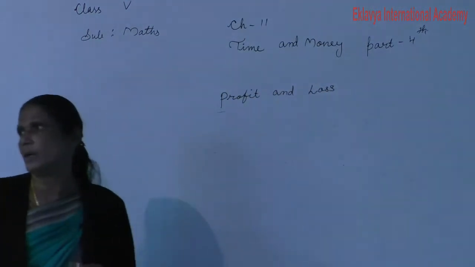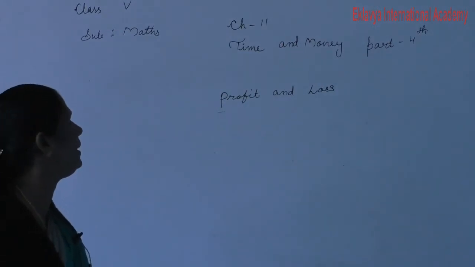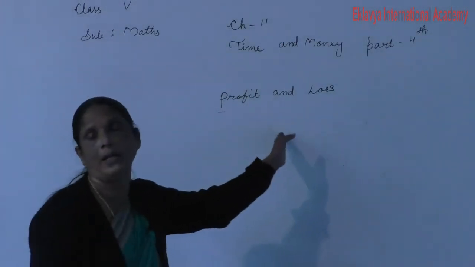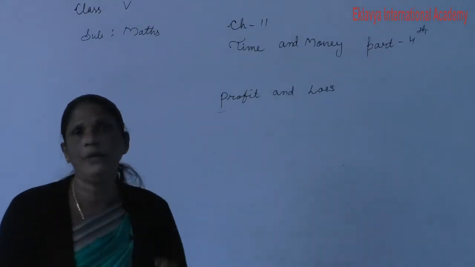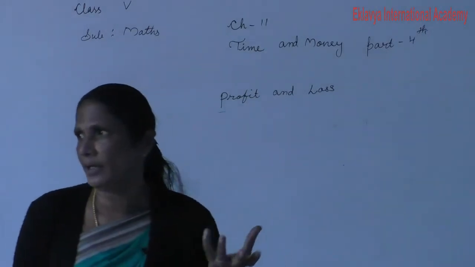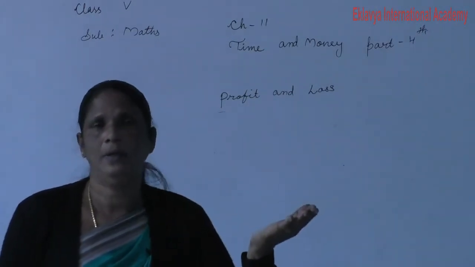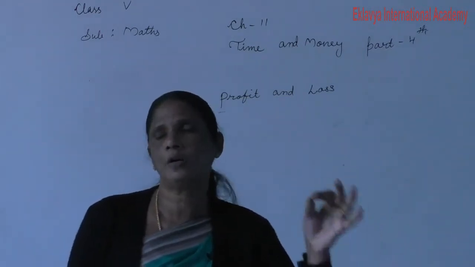In this chapter, time and money, this is a part of the money chapter: profit and loss. You know profit: we purchase an article, then we sell the article, then we get a profit or loss.